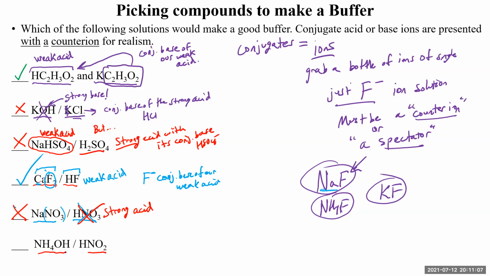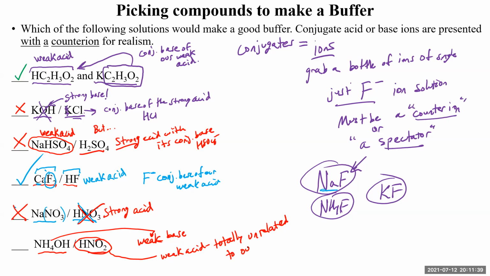Okay, finally we have ammonium hydroxide and nitrous acid. Well, ammonium hydroxide is a weak base. So that's looking good. However, nitrous acid is not a conjugate of anything. And if anything, it's just a weak acid that is totally unrelated to our ammonium ion, to our weak base. In fact, these two things are completely unrelated. This is just a weak acid in a weak base solution.